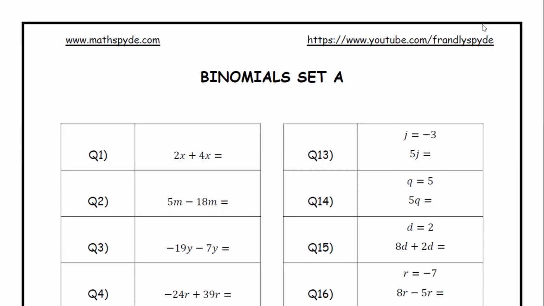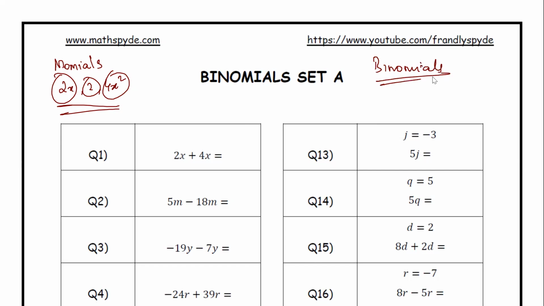Okay, hi. We are beginning with binomial set A. So first of all, what are binomials and what are monomials, trinomials? When you have 2x, 2, 4x squared, things like that, these are monomials, single terms. Binomials are when you have two of those terms in one expression, like this one, 2x plus 4x.